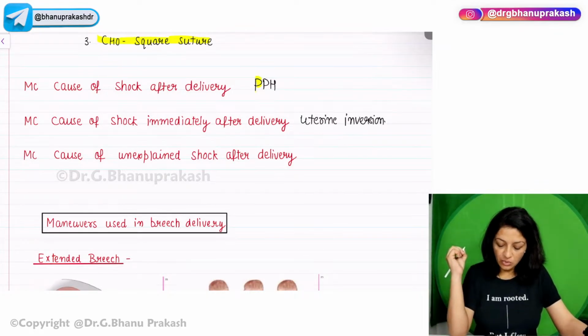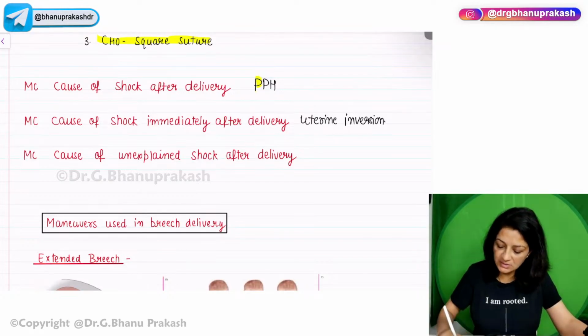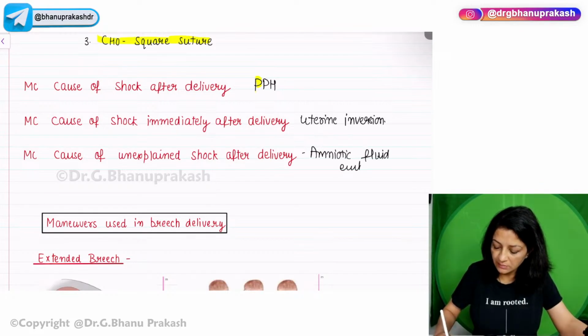Okay, and the most common cause of unexplained shock after delivery, meaning we don't know why the shock has happened, that is amniotic fluid embolism.